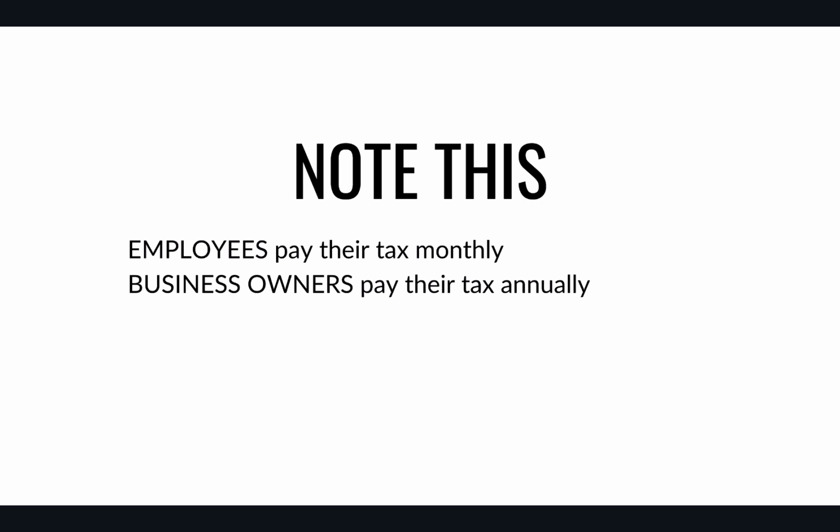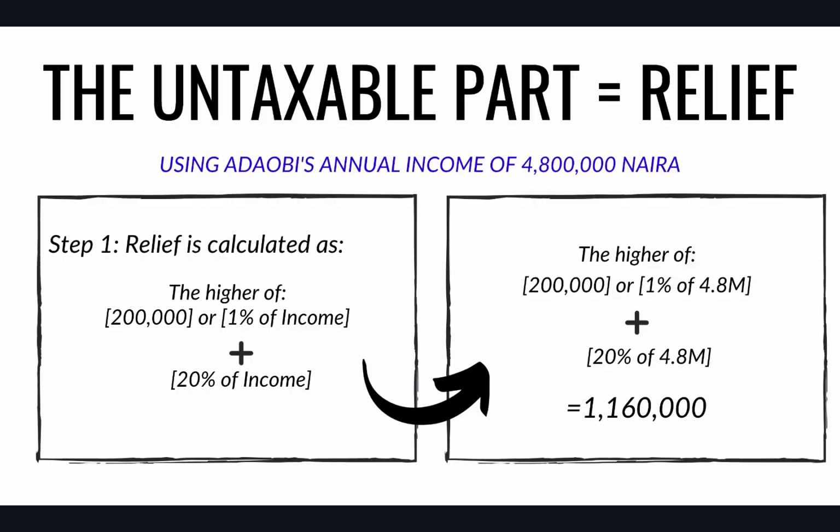Now, I want you to note this. Employees pay their taxes on a monthly basis, and it is called PAYE, meaning pay as you earn, while business owners pay their taxes annually using the direct assessment method. So I'll repeat that again. Employees pay monthly, and it is using the method PAYE, while business owners pay annually, and it is using the method direct assessment.